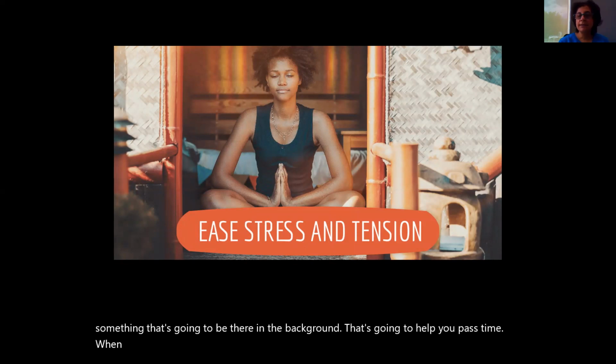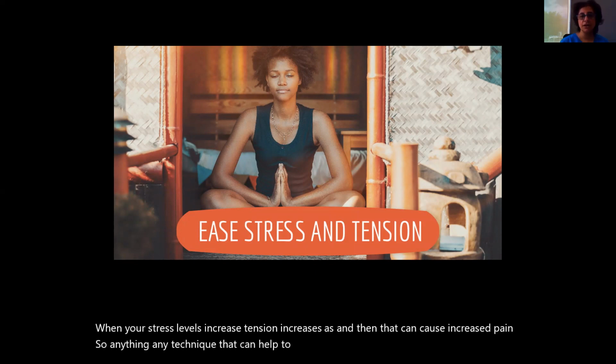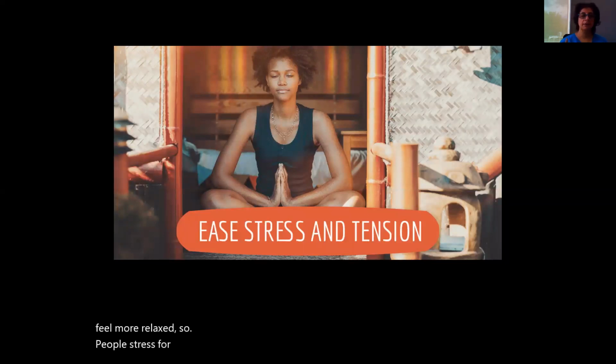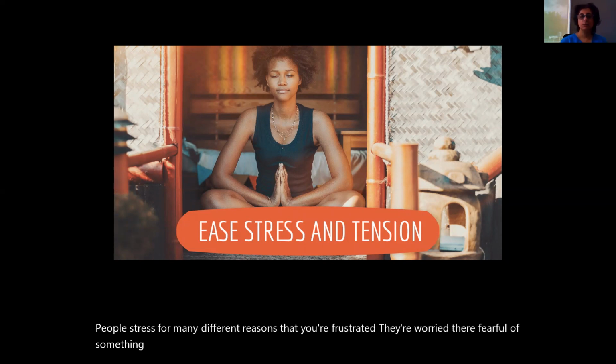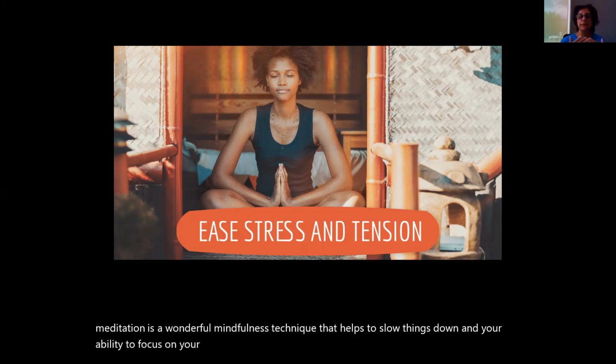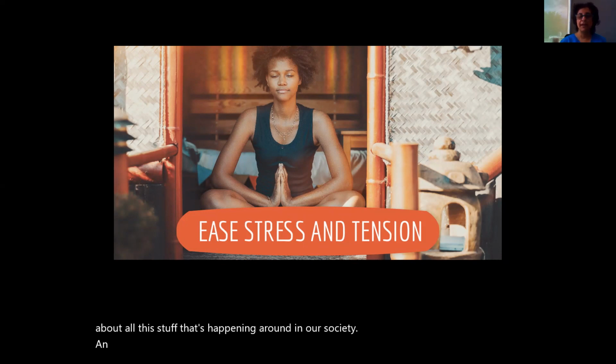When your stress levels increase, tension increases as well, and that can cause increased pain. So any technique that can help to ease your stress and tension is going to help you feel more relaxed. People stress for many different reasons. They are frustrated, they are worried, they are fearful of something. So managing your stress can help you develop a more positive outlook. Meditation is a wonderful mindfulness technique that helps to slow things down, and your ability to focus on your breath as you inhale and exhale can help alleviate the worrying about all the stuff that's happening around in our society and the fear of future and past events.